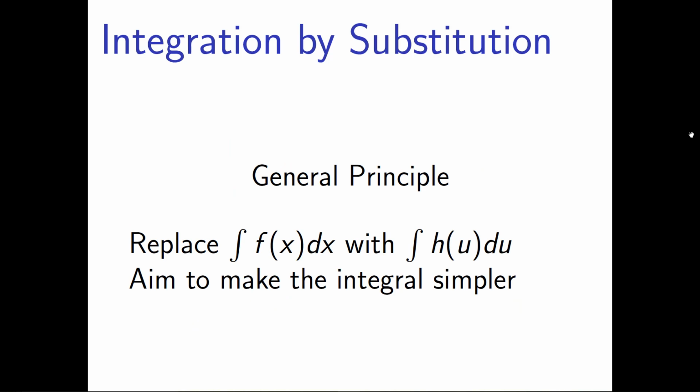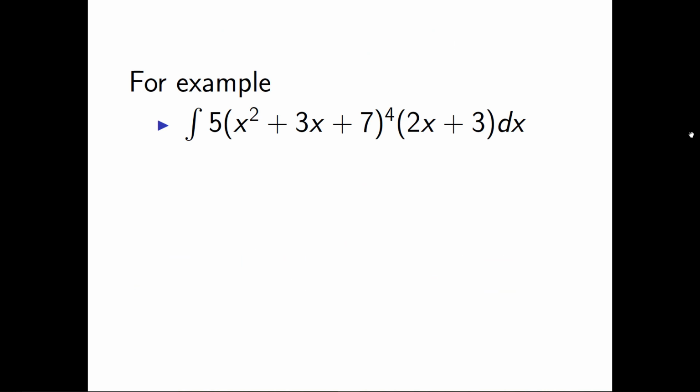So the general principle is we're going to take this function, this f of x dx, and we're going to replace it with a simpler function, h of u du. We still need to integrate, we still have some work to do, but the aim is to make that integral a little bit simpler. So let's try an example and see how we can do that.